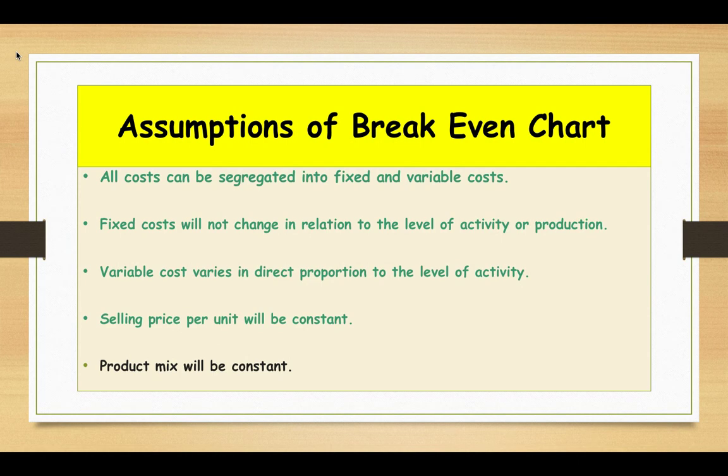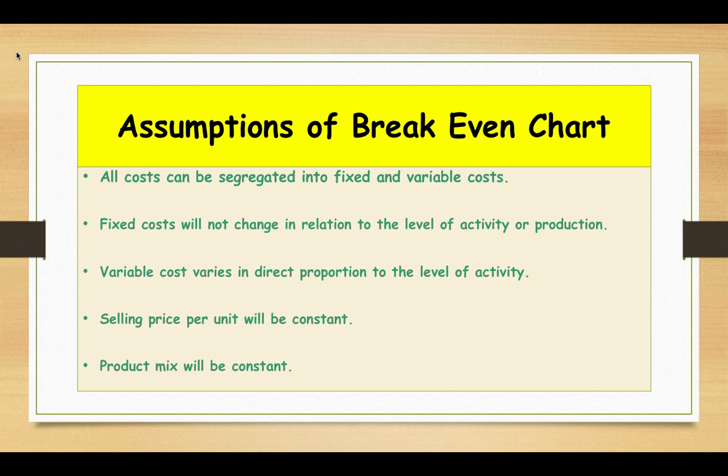Now, we have seen these assumptions of break-even chart, but these assumptions can become the disadvantages or limitations of break-even chart. So we'll see. So here they said fixed cost will be constant at all levels of activity, but in real life the fixed cost will not be constant for all levels of activity. So when the production level increases, the fixed cost will increase.